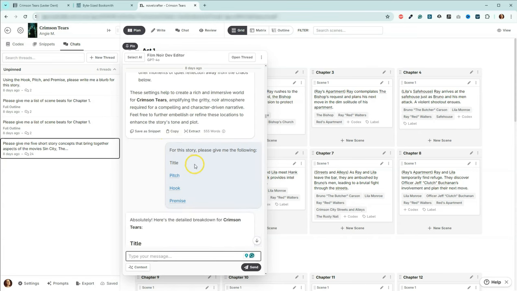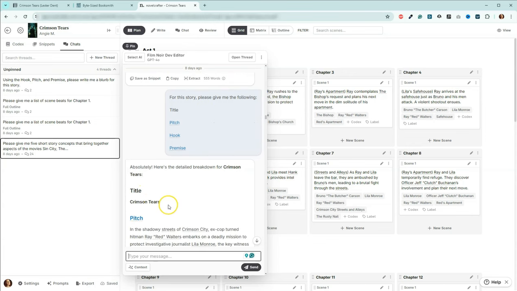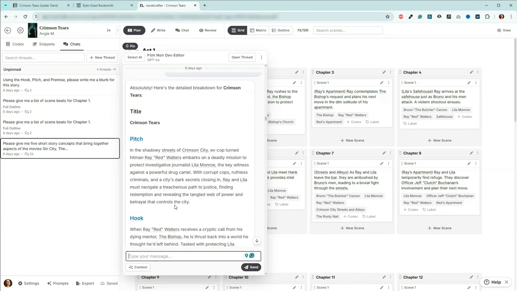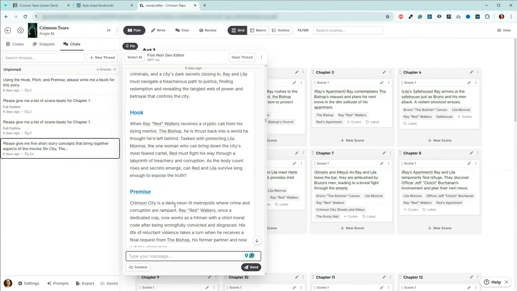So then I said, for this story, please give me the following: the title, the pitch, the hook, and the premise. I don't know why I asked for the title. I think it was just part of my copy and pasting. I already knew the title, but it confirmed the title. It's Crimson Tears. And so it gave me a pitch, the hook, and the premise.